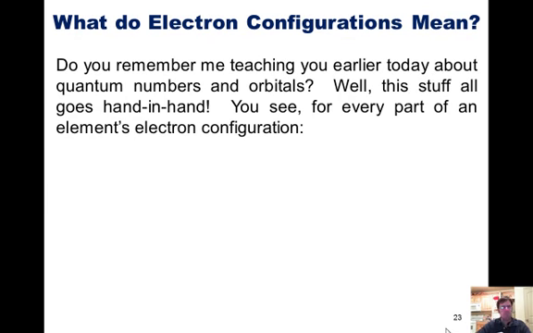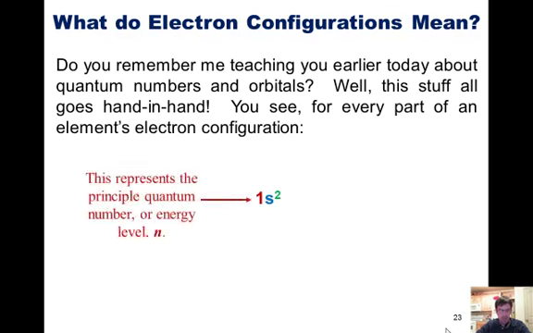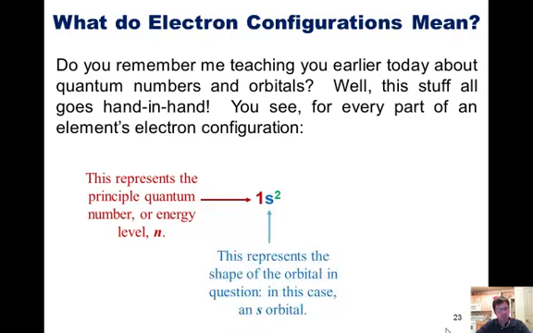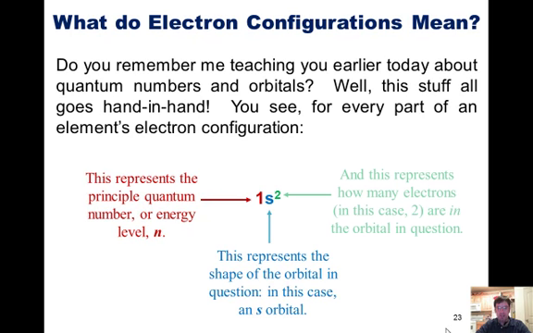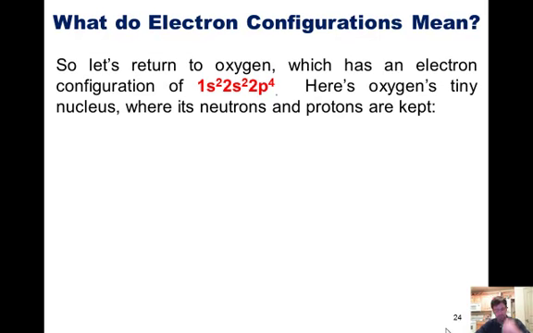You see, for every part of an element's electron configuration, this number represents the principal quantum number or energy level, n. This letter represents the shape of the orbital in question, in this case, an s orbital. And this number represents how many electrons, in this case 2, are occupying the orbital in question. So let's return to oxygen, which has an electron configuration of 1s2, 2s2, 2p4.